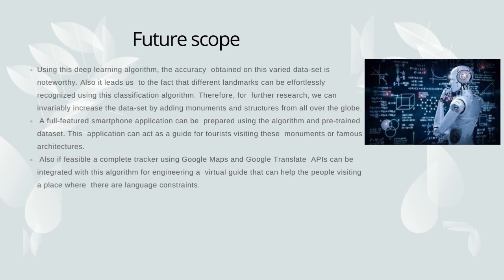Speaking of future scope, using this deep learning algorithm, the accuracy obtained on this varied dataset is noteworthy. Also, it leads us to the fact that different landmarks can be effortlessly recognized using this classification algorithm. Therefore, for further research, we can invariably increase the dataset by adding monuments and structures from all over the globe. A full-featured smartphone application can be prepared using the algorithm and pre-trained dataset. This application can act as a guide for tourists visiting these monuments or famous architectures.